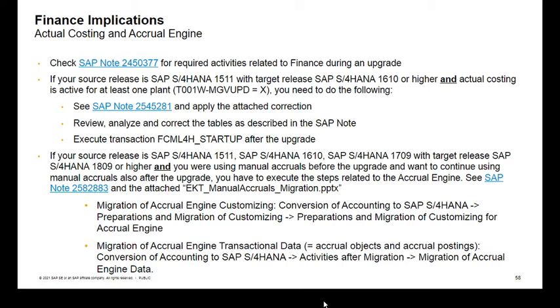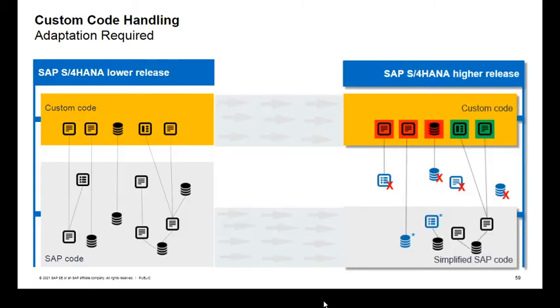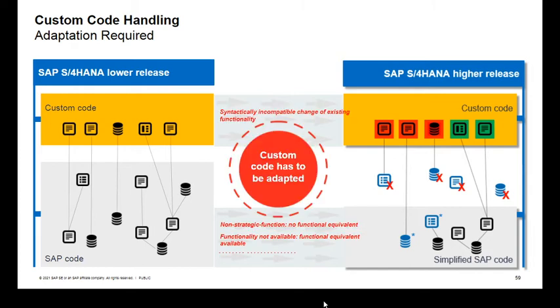Okay, coming to custom code. You're coming from an S4HANA lower release, you're going to a higher release, and there might be changes required for your custom code. That is, for example, because we might have some areas which had not been simplified before in the early releases, but that have meanwhile been simplified. And if you have extension in that space, you might require some adaptations. So it's necessary that you look into those again as well.